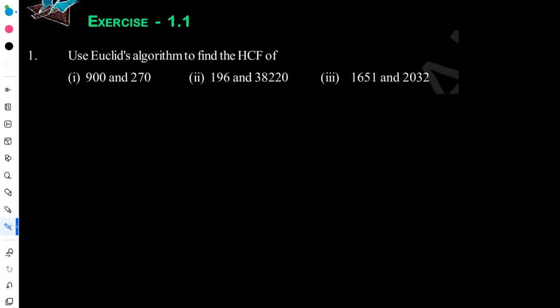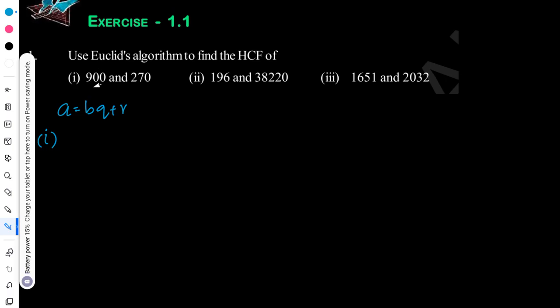Exercise 1.1. First question. Use Euclid's algorithm to find the HCF of the following. So what is Euclid's algorithm? a = bq + r, where a and b are two positive integers, q is the quotient, and r is the remainder. So take the first question: find the HCF of 900 and 270.